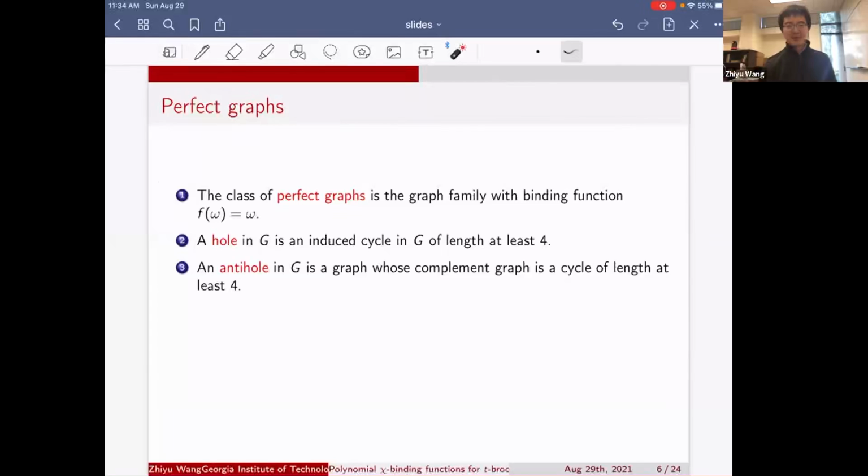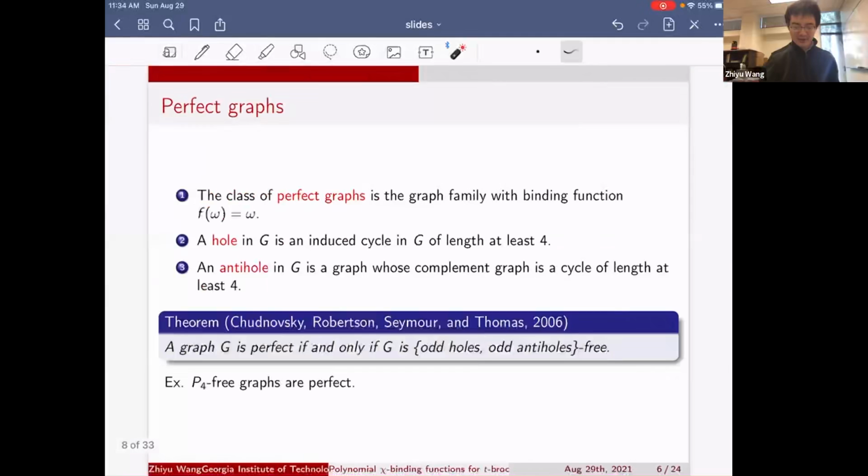One of the most basic polynomially chi-bounded graph classes, we all know, is the perfect graphs, which is the graph family with binding function f of omega equal to omega. This is the best possible. A hole is an induced cycle of length at least 4. An anti-hole is a graph whose complement is a hole. And then there is the well-known strong perfect graph theorem, proven by Chudnovsky, Robertson, Seymour, and Thomas: a graph is perfect if and only if G is odd-hole and odd-anti-hole free. In particular, P4-free graphs are perfect.